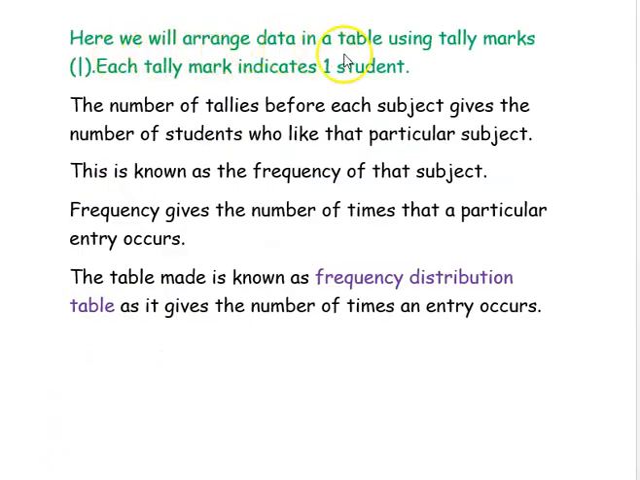Here we will arrange the data in a table using tally marks like this symbol. Each tally mark indicates one student. The number of tallies before each subject gives the number of students who liked that particular subject. This is known as the frequency of that subject. The frequency gives the number of times that a particular entry occurs. The table made is known as a frequency distribution table, as it gives the number of times an entry occurs.